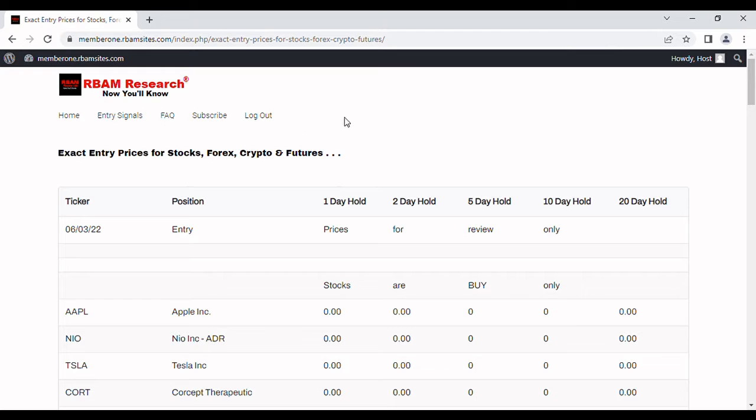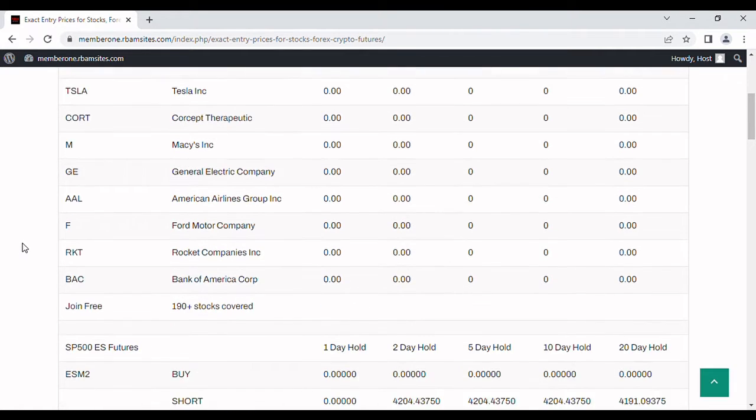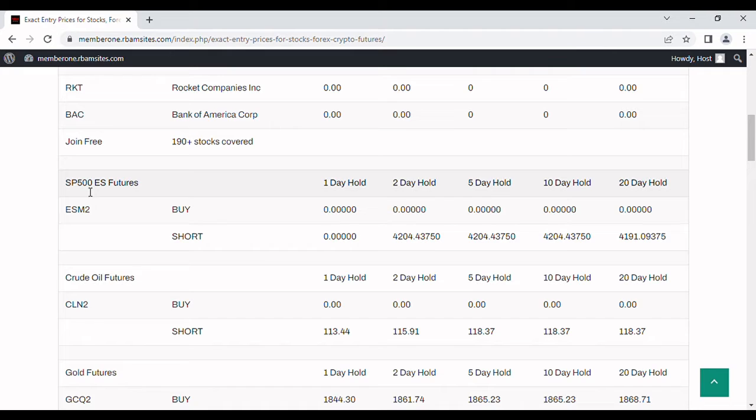Okay, I am logged in and we are on the algorithmic output page of RBAMResearch.com, and this page has stocks, forex, cryptos, and futures. We're going to take a look at the S&P 500 right here. This is the S&P 500 E-minis futures contracts on the Chicago Mercantile Exchange, and you can see this first column we have either buy or shorts. Each day before 7 a.m. we publish buy or short entry prices Monday through Friday. You can see the holding periods, the 1 day, 2, 5, 10, and 20 day.